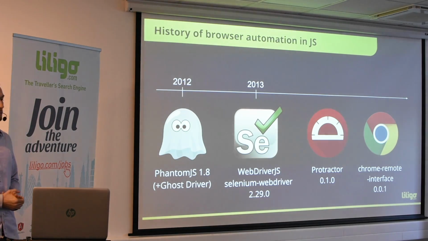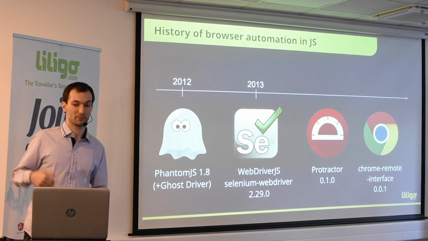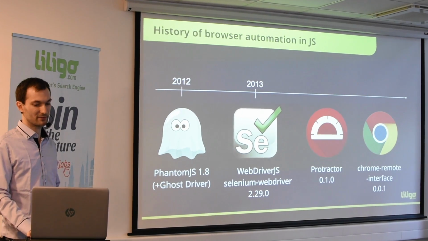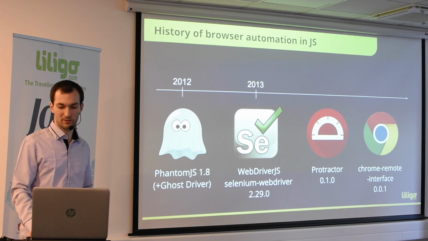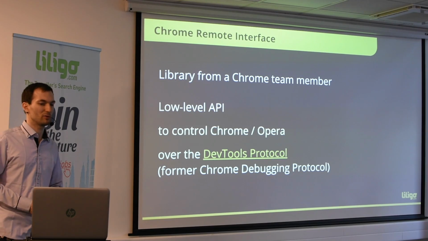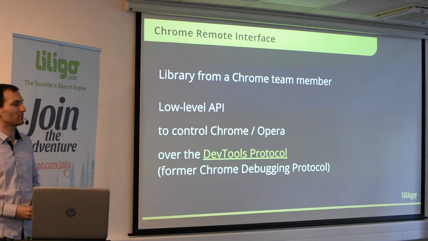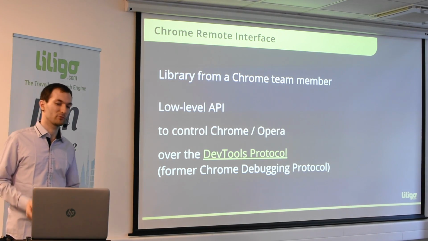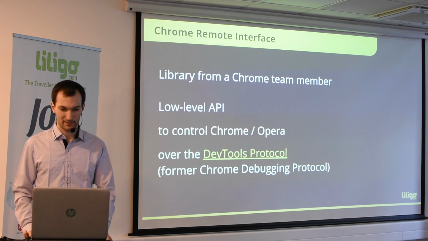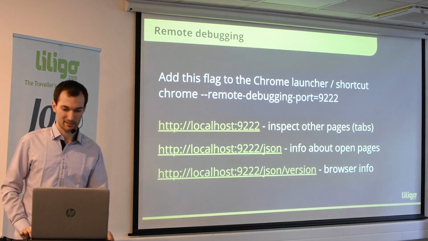Still in the same year, the Chrome guys also released a tool that was able to control the browser directly, and it was called Chrome Remote Interface. It was not really used for end-to-end testing, but provided a low-level API for sending commands to Chrome over the DevTools protocol, which was back then called the Chrome debugging protocol. And let me just show you some examples of what this is useful for.